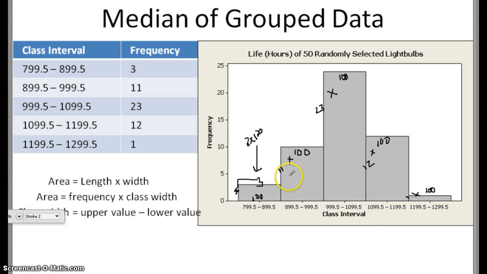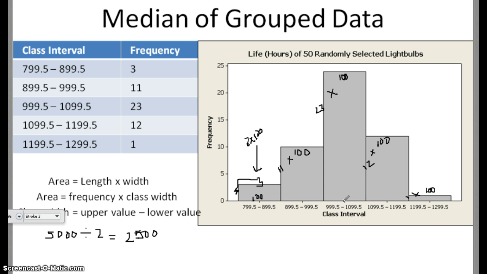So 300 plus 1100 plus 2300 plus 1200 plus 100. The total of all of those is 5000. Now the median is going to be at the middle of that, so I'm going to divide that by 2. My median is when the area is exactly 2500 on each side. We said that middle line is going to fall in this interval and not exactly on center, because my left and right sides are not symmetrical, but somewhere close to that center.